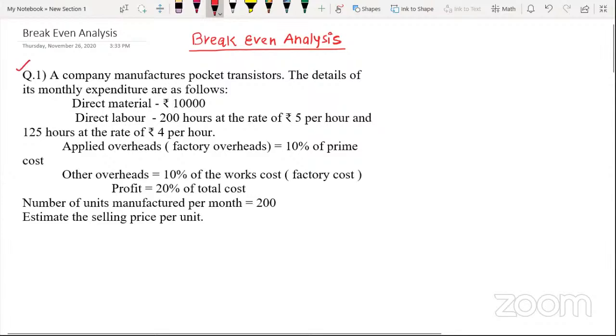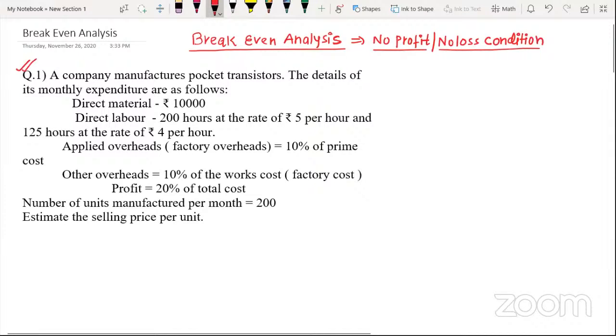So this is question number one. Basically, break-even analysis means that we are dealing with a no profit or no loss condition. Break-even analysis means no profit or no loss condition.